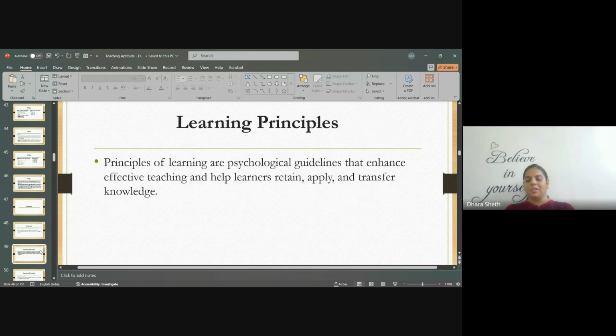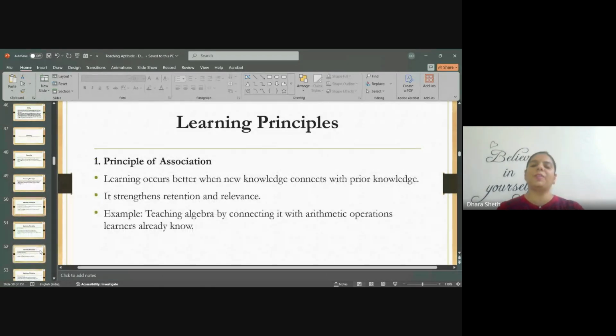So learning principles, there are 12 principles of learning. This is not given by someone, but you just need to understand that learning happens based on these principles. These are psychological guidelines that enhance effective teaching and help learners retain, apply, and transfer knowledge. Principle of association: when new knowledge connects with prior knowledge, the retention happens better. For example, teaching algebra by connecting it with arithmetic operations that learners already know.